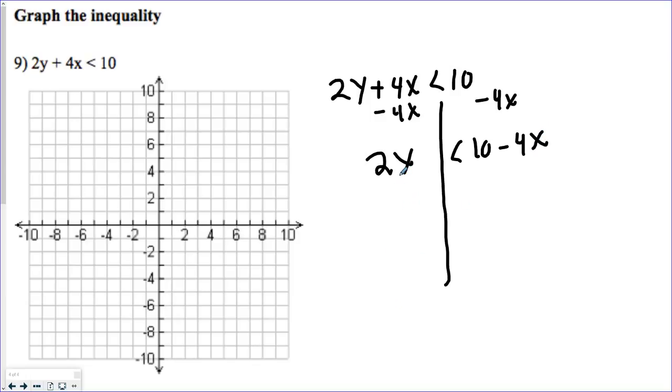Now, again, I want the y by itself, so to get rid of the 2 I do it by dividing. So divide by 2. Now remember, division happens to the entire side each time. So that means that this entire thing, the 10 and the negative 4x, both get divided by 2. So y is less than 5 minus 2x.